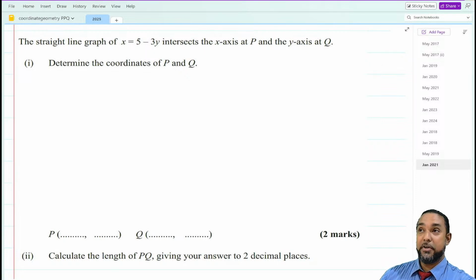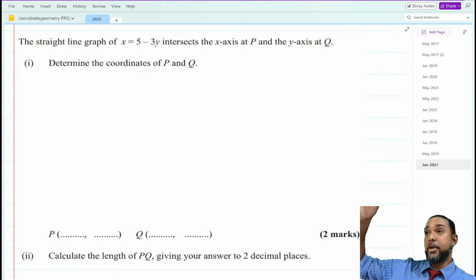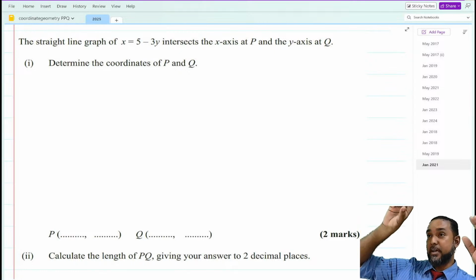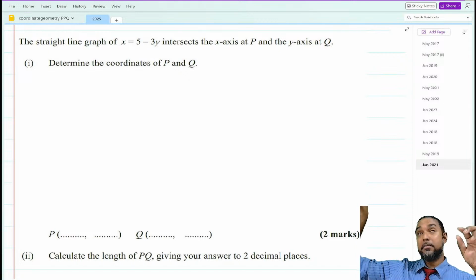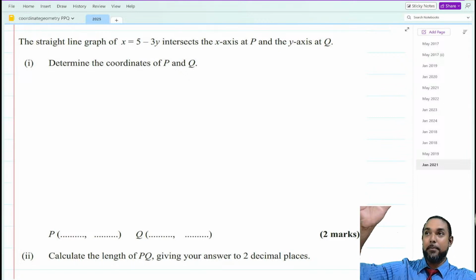Length of the line on the grid. It's basically Pythagoras. You know how the gradient is the difference in y divided by the difference in x. Here you're taking the difference in x, squaring it, the difference in y, squaring it, adding them, and then you square root that.